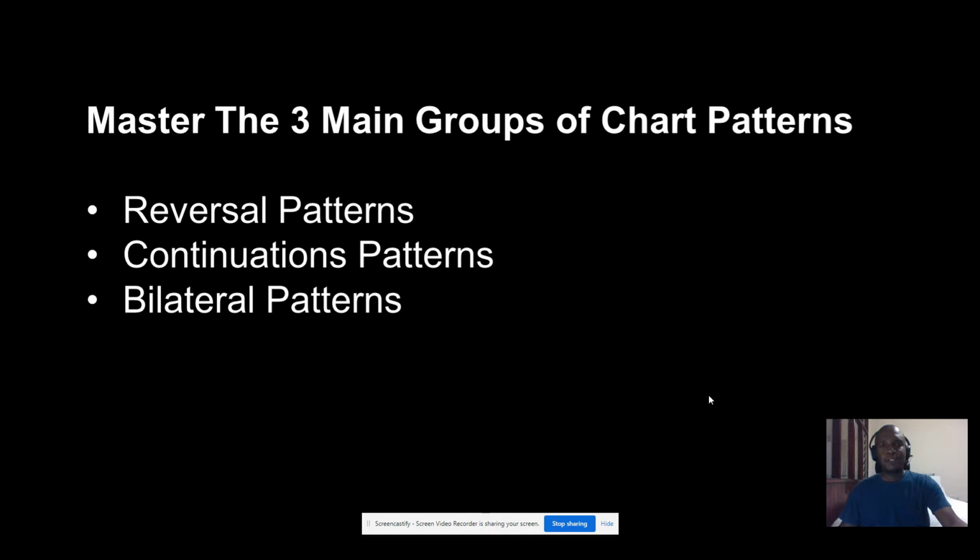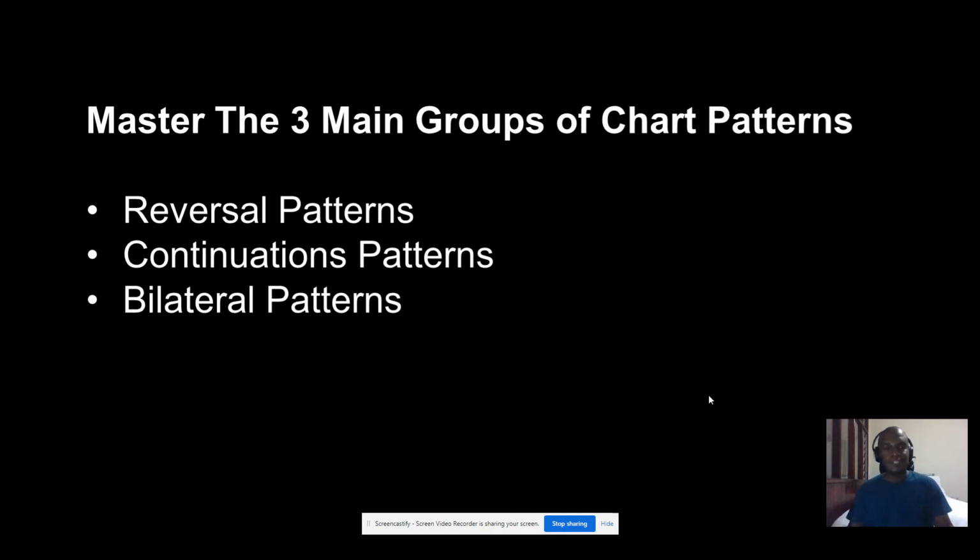I'm going to share with you the three main groups of chart patterns that will include the reversal patterns, continuation patterns, and bilateral patterns. Reversal patterns when you are trading, continuation patterns when the trend is going, continue to go in the same trend as it was going, and bilateral patterns where the trends can go either way.